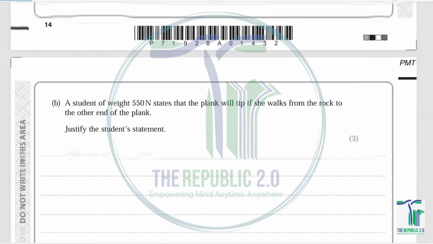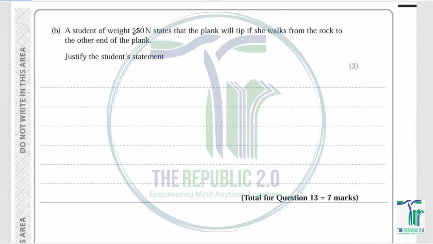In the next part of the same question, a student who weighs 550 Newton states that the plank will tip if she walks from the rock to the other end of the plank. So her weight is 550, and she's telling us that it would tip when she moves from the rock to the wall.